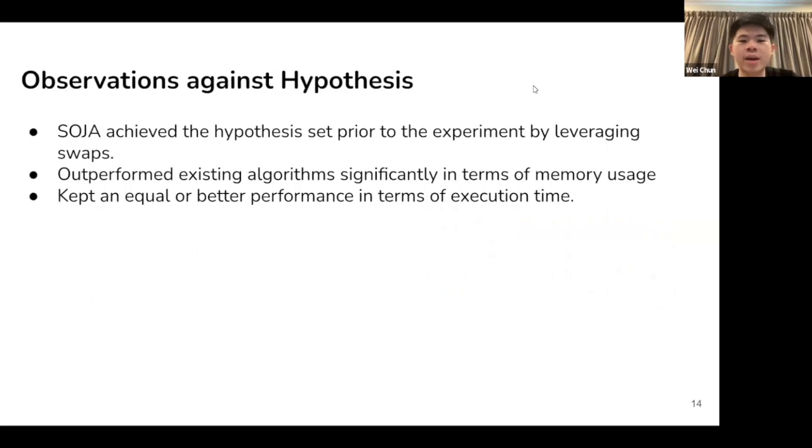Now let's compare the observations that we have against the hypothesis that was presented earlier. SOJA managed to achieve the hypothesis set prior to the experiment by leveraging swaps. It is able to outperform existing algorithms significantly in terms of memory usage, as we have discussed earlier in the results analysis. It is also able to keep an equal or better performance in terms of execution time.